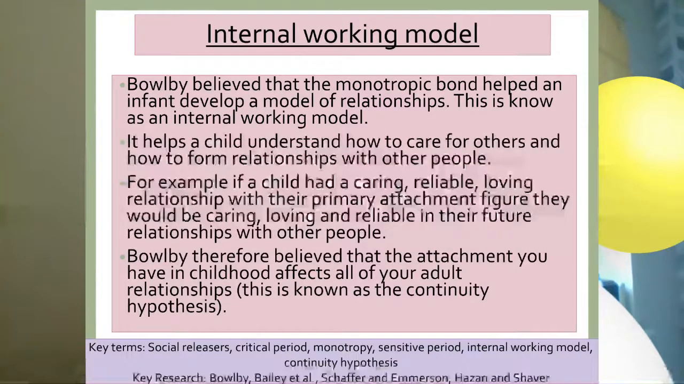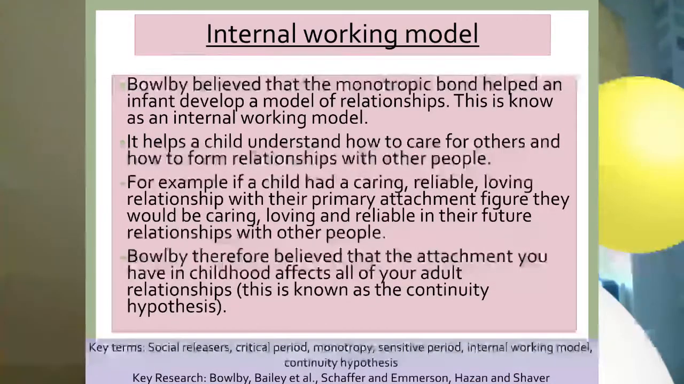So if a child has a caring parent or primary attachment figure when they're an infant, and whenever they cry they get cuddles, and they help them when they're hurt, and they teach them how to be nice to other people and all of that kind of stuff, then when that infant grows up to be an adult, they will also have that same relationship with other people, so their partners, they would have that similar relationship.